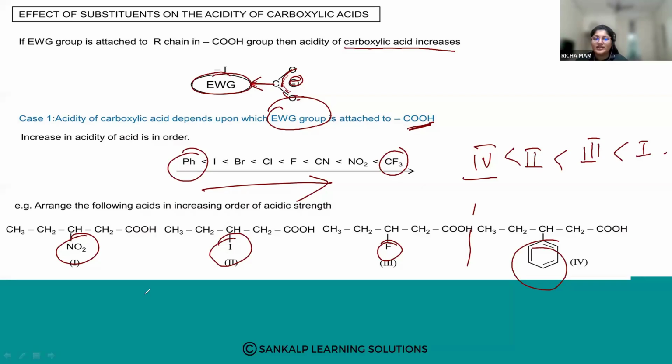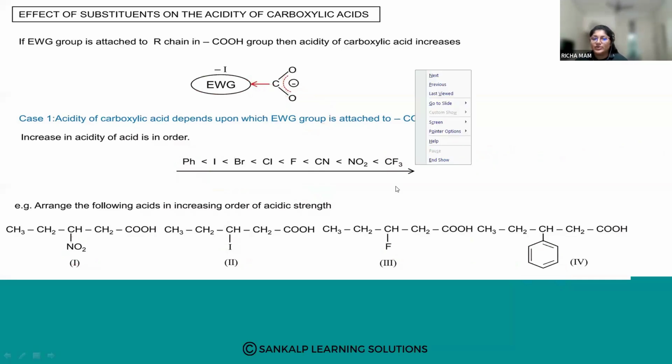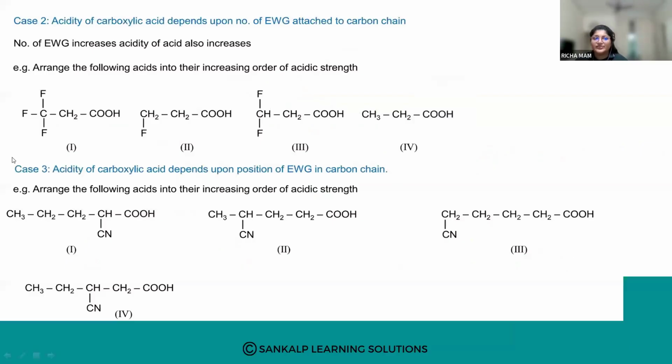Acidity will increase based on which electron withdrawing group has been attached. So you need to know this. Then the second case: acidity of carboxylic acid depends upon the number of electron withdrawing groups attached to the carbon chain. It depends on how many electron withdrawing groups are attached. As the number of electron withdrawing groups increases, the acidity of the acid also increases.